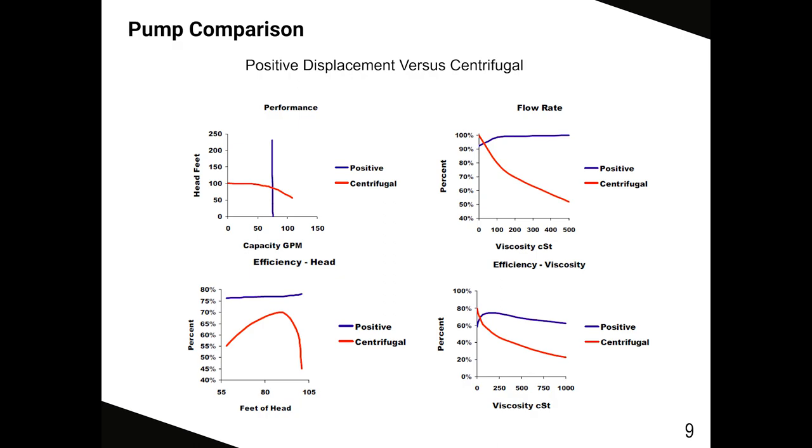Viscosity, up to a point, increases the flow rate of a positive displacement pump. For instance, the flow rate for number 6 oil is higher than the flow rate for number 2 oil. Centrifugal pumps will not pump viscous fluids.